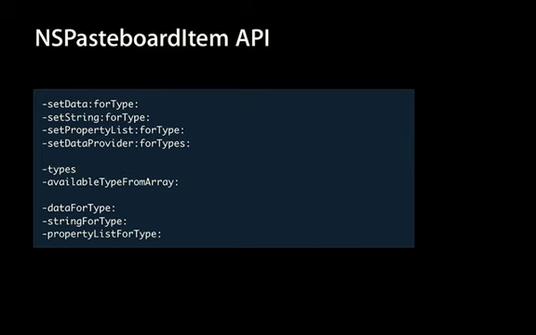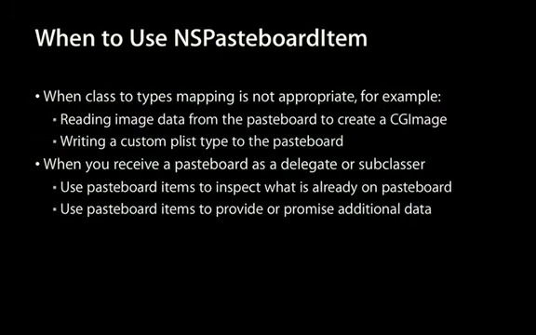Now, when would I use one of these, as opposed to the API we saw previously? Well, sometimes this mapping of a class to a list of types just isn't what you need in the application. Your app may perhaps be dealing with CG images, which are not Objective-C objects, but you still want to pull TIFF off the pasteboard and create a CG image, or pull PNG out of a CG image and put it onto the pasteboard, possibly multiple items worth. Pasteboard items are awesome for this sort of thing.